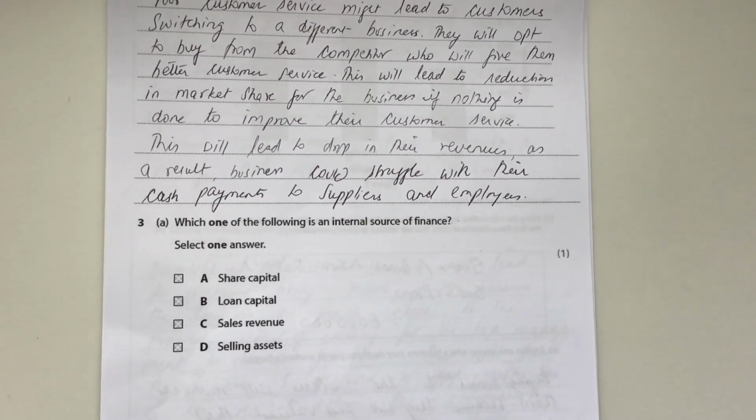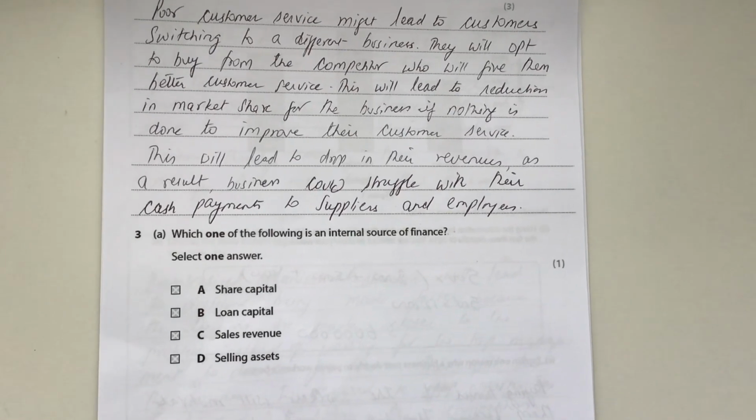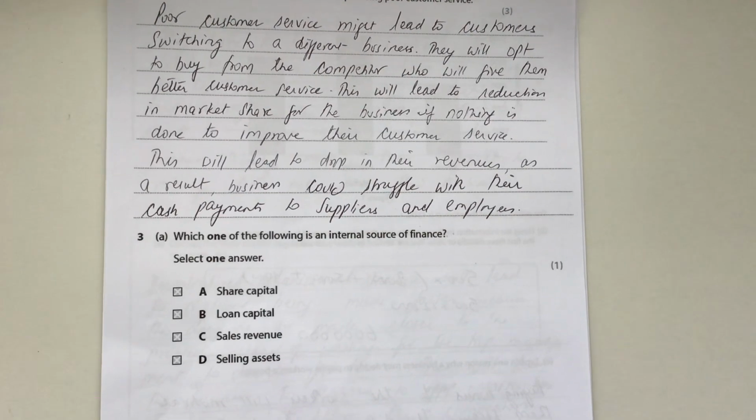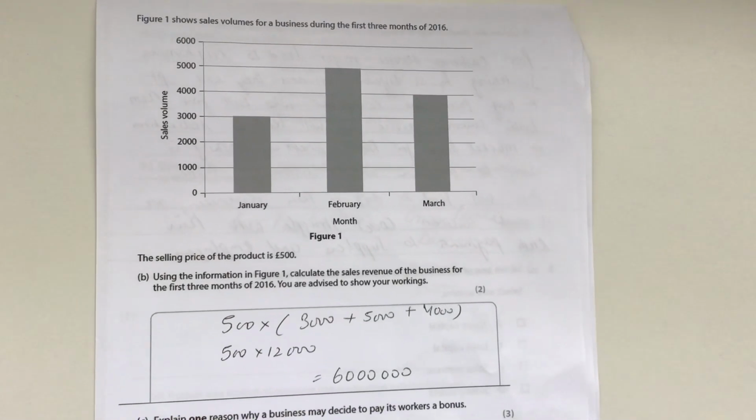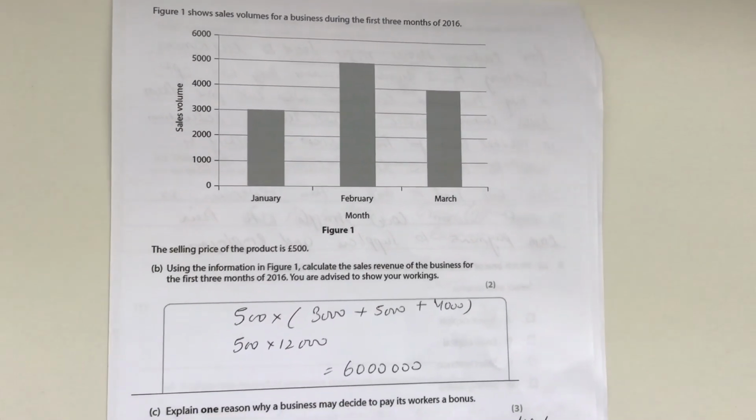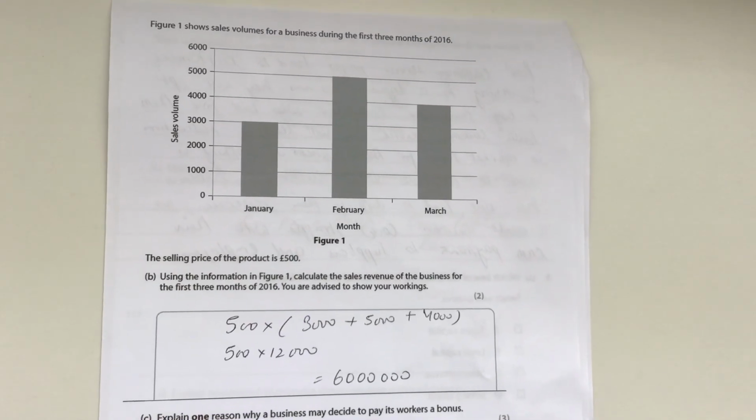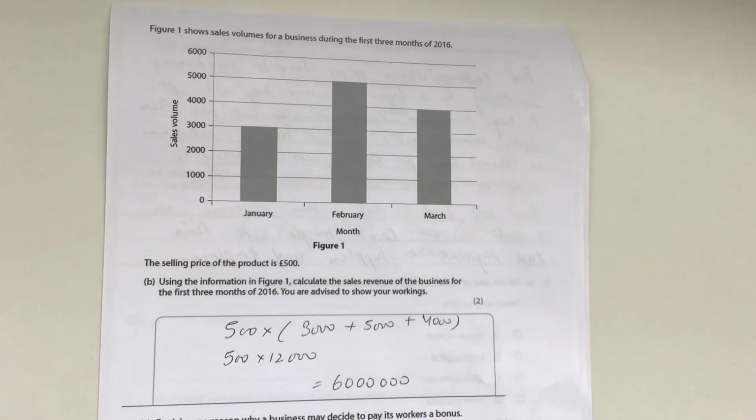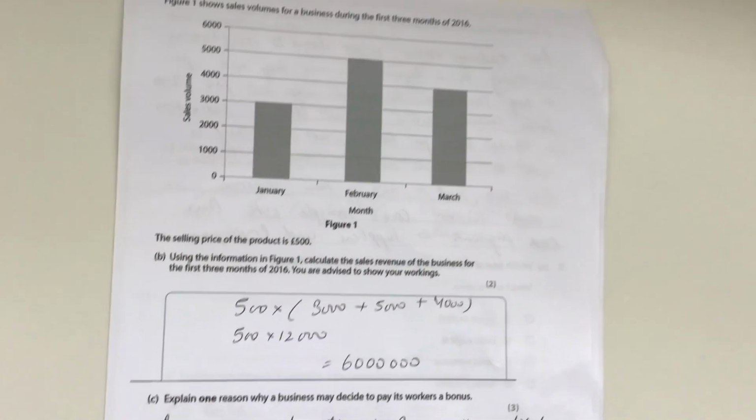Which one of the following is an internal source of finance? It's selling assets, it's D. So internal source of finance comes from inside the business. So selling assets is internal source. So the sales volume is given by the bar chart for January, February and March, and the selling price of the product is £500. So the question is calculate the sales revenue. So 500 times you add the sales in January, February and March, and that's how you get your answer.